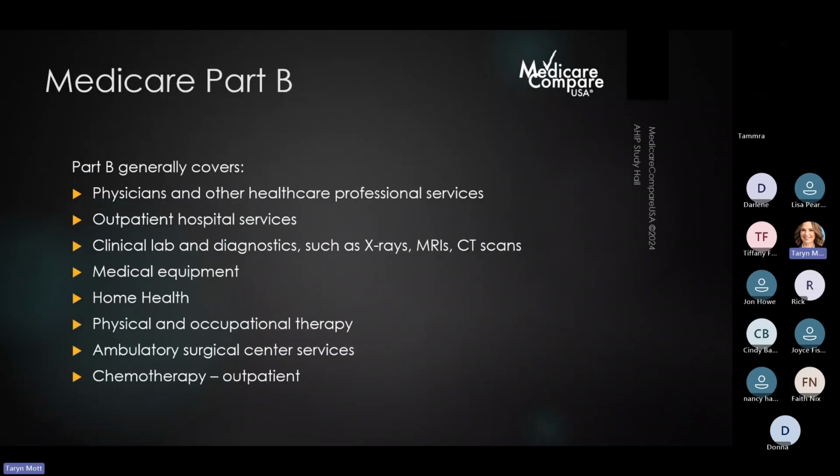Part B generally covers physician and other healthcare professional services, outpatient hospital services, clinical lab and diagnostics such as X-rays, MRIs, CTs, medical equipment, home health, physical and occupational therapy, ambulatory surgical centers, and outpatient chemotherapy. I have a pop quiz question for everybody on here. If I'm on a Medicare Advantage plan, how much am I paying for DME and chemotherapy, generally speaking?